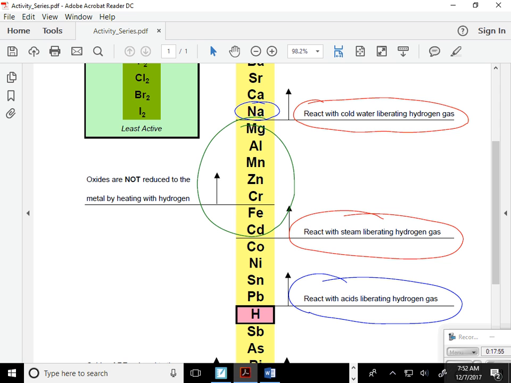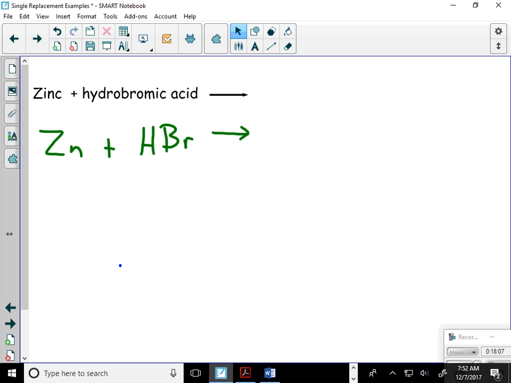What was zinc? Is zinc above that line? Yeah. So this will occur. This will occur. So I guess I didn't write out what I'm going to make. I'm going to make a salt and hydrogen gas.